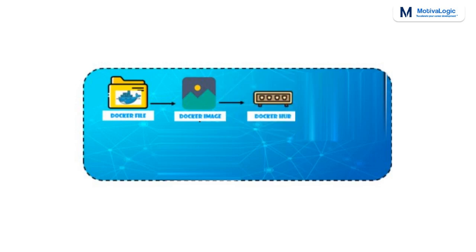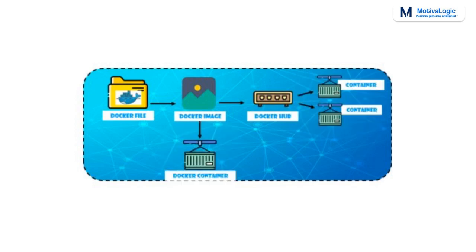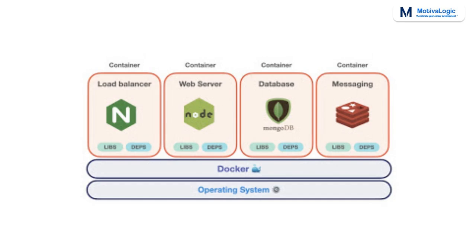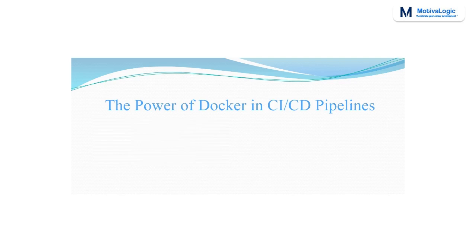2. Deploying the image. Once the image is built, you push it to a Docker registry, like Docker Hub or your private registry. 3. Running the container. When you need to deploy your application, you pull the image from the registry and run it, creating a container. Inside this container, your application runs in isolation with all the necessary dependencies.